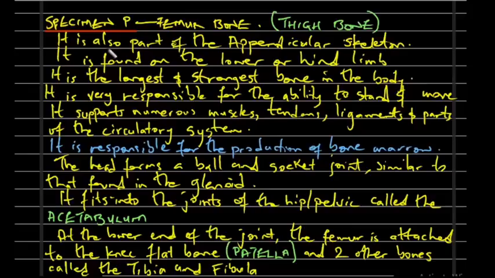And so the next specimen, specimen P, is the femur bone, popularly known as the thigh bone. The femur bone, also called the thigh bone, is part of the appendicular skeleton.